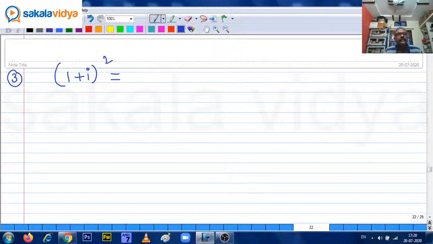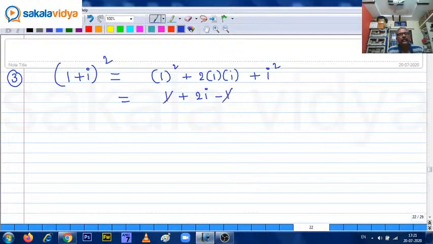Okay. Right. What is 1 plus I whole square? See, 1 plus I whole square means you need to use a plus ib whole square. That is a square, 1 square, 2ab, 2 into 1 into I plus I square. Very interesting this is. 1 plus 2i, I square is minus 1, both cancel, you get 2i. Now find 1 minus I whole square.